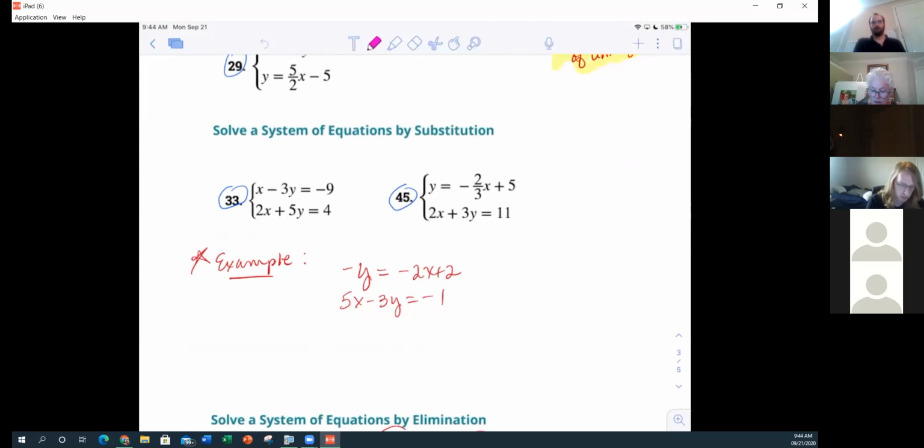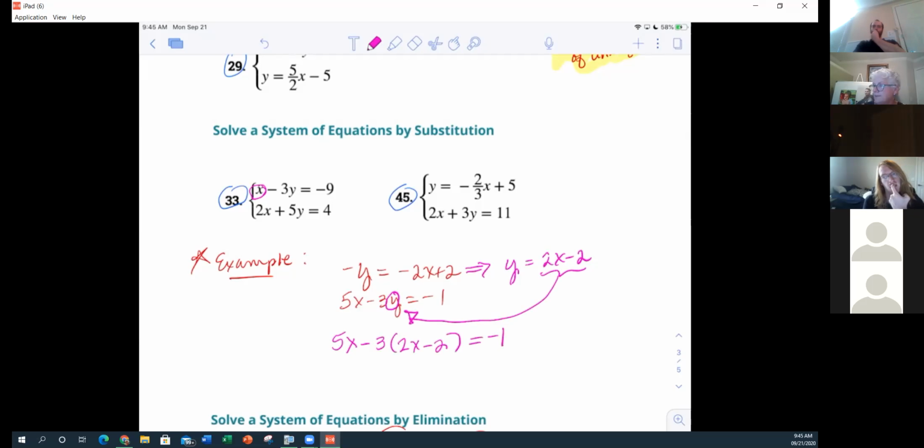Okay, then solving by substitution. I don't usually solve by substitution unless it's super easy to get one of the variables by itself. Like on number 33, it would be really easy to get that x by itself and substitute in for x. On this example, it's almost solved for y. So this would be the same thing as y equals 2x minus 2 if you multiplied that whole equation through by -1. And then substitution just means go into the other equation and substitute in that y value. So this would be 5x minus 3 times 2x minus 2 equals -1. And then solve for x.